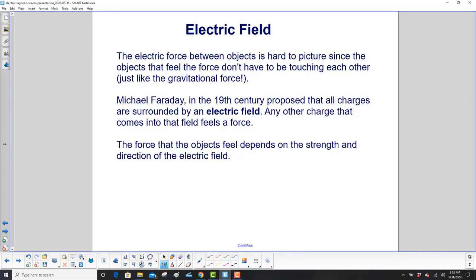The electric force between objects is hard to picture since the objects that feel the force don't have to be touching each other, just like the gravitational force. Michael Faraday in the 19th century proposed that all charges are surrounded by an electric field. Any other charge that comes into that field feels a force. The force that the objects feel depends on the strength and direction of the electric field.